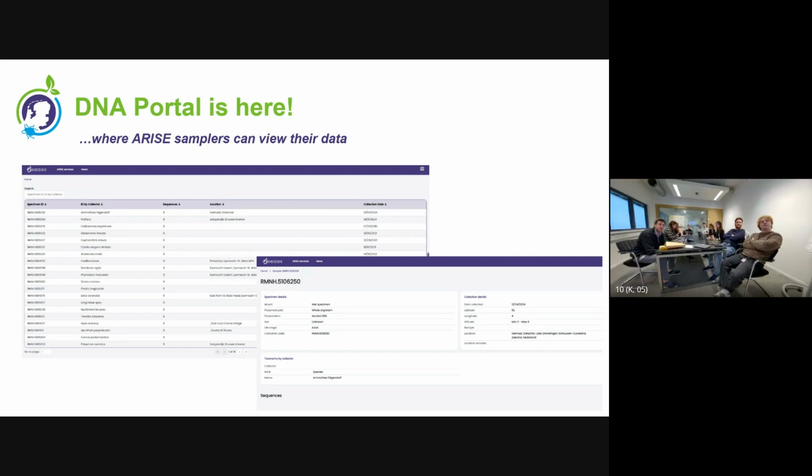Next slide, Jacob. This is what it looks like at the moment. The left screenshot is a list of all the samples that have been handed in by a particular user, and when you click on a particular sample, you can see the metadata of that. At the moment, it doesn't show the sequence yet, but that will soon be there.